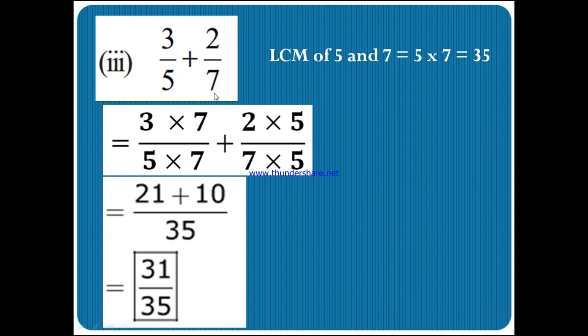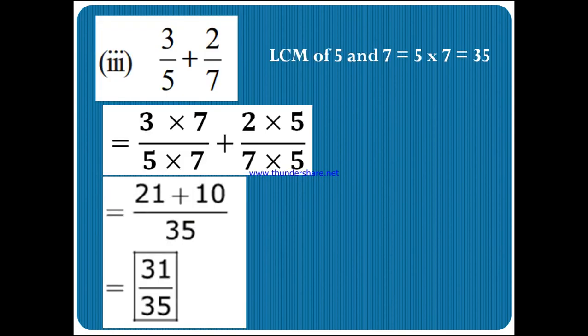Then take the second denominator. What is the second denominator? 7. So with 7, what is to be multiplied to get 35? 5. So with the same factor 5, you have to multiply the numerator. 2 5s are 10. So 21 plus 10, 31. So 31 by 35.